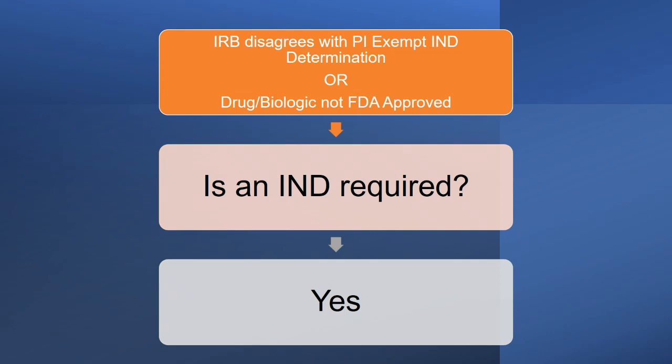So if the IRB doesn't agree with the IND exemption, or the drug or biologic is not FDA approved, that's when we will say the IND is required, and it goes through the IND submission process for the FDA, and the FDA provides the IND requirements as well. Next slide, please.